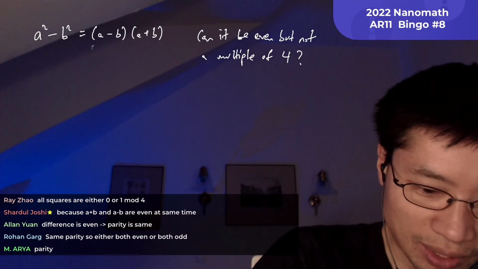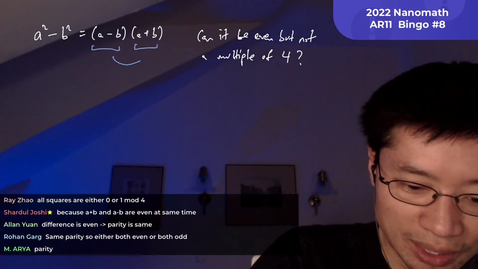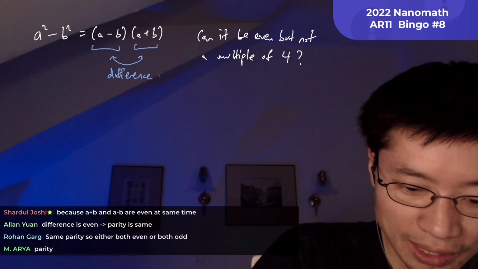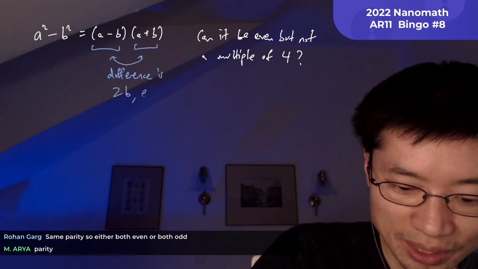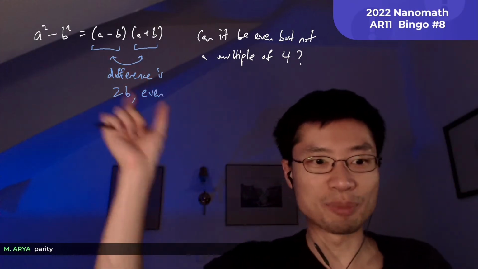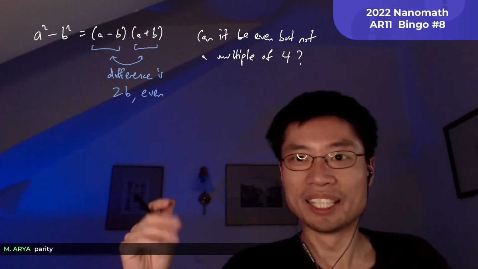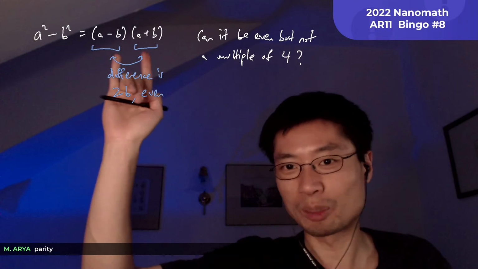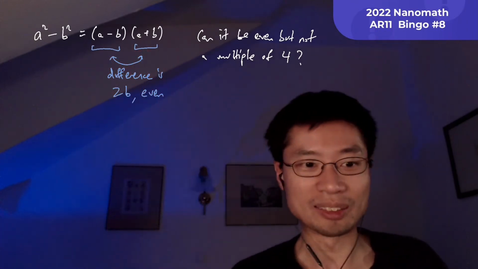So if I look at this number and I look at this number, their difference is 2b, which is even. And so that's why they're either both even or both odd. So if I have both even or both odd, it's like poof, that's it. It just has to be that either you get a multiple of 4 already or it's odd.